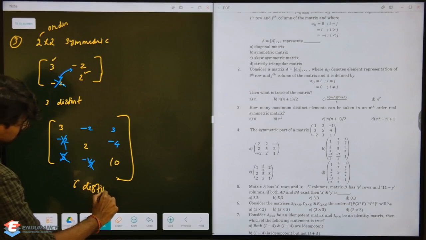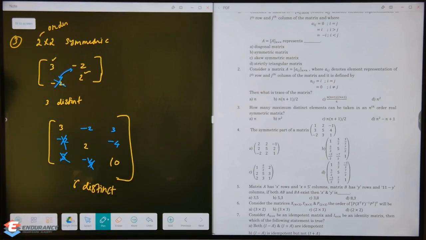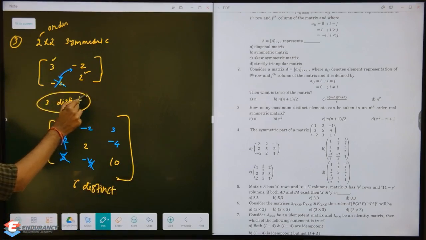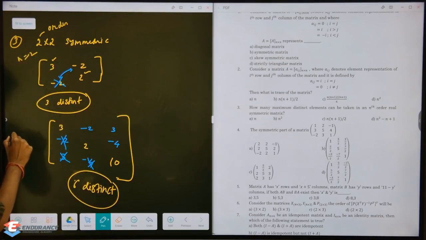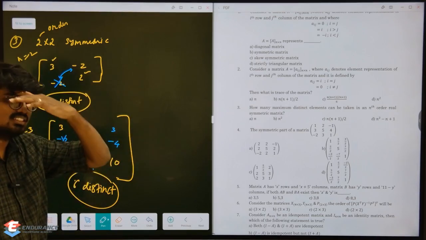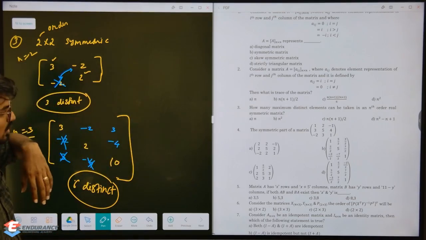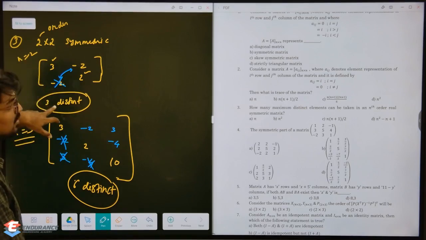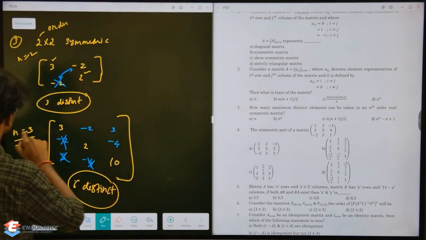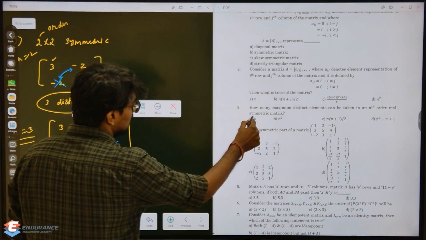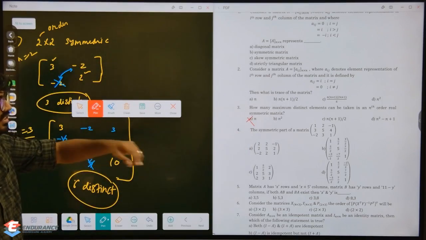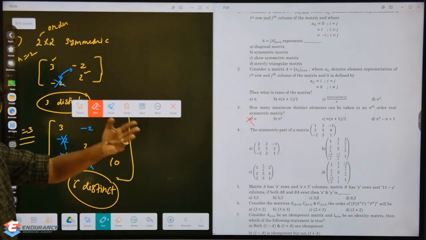If you want, you can do it for 4 cross 4, 5 cross 5 also, but this is enough. 3 distinct elements when the order is 2, 6 distinct elements when the order is 3. Now check it against the options. When n is 2, the count is 3. So obviously option A is wrong.